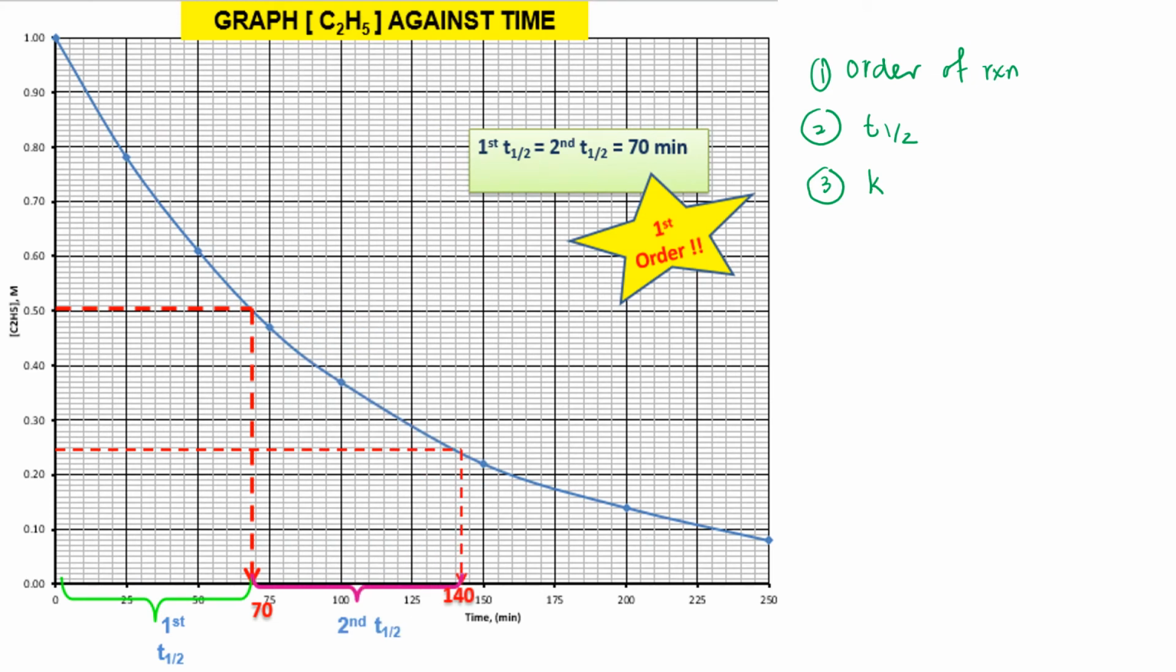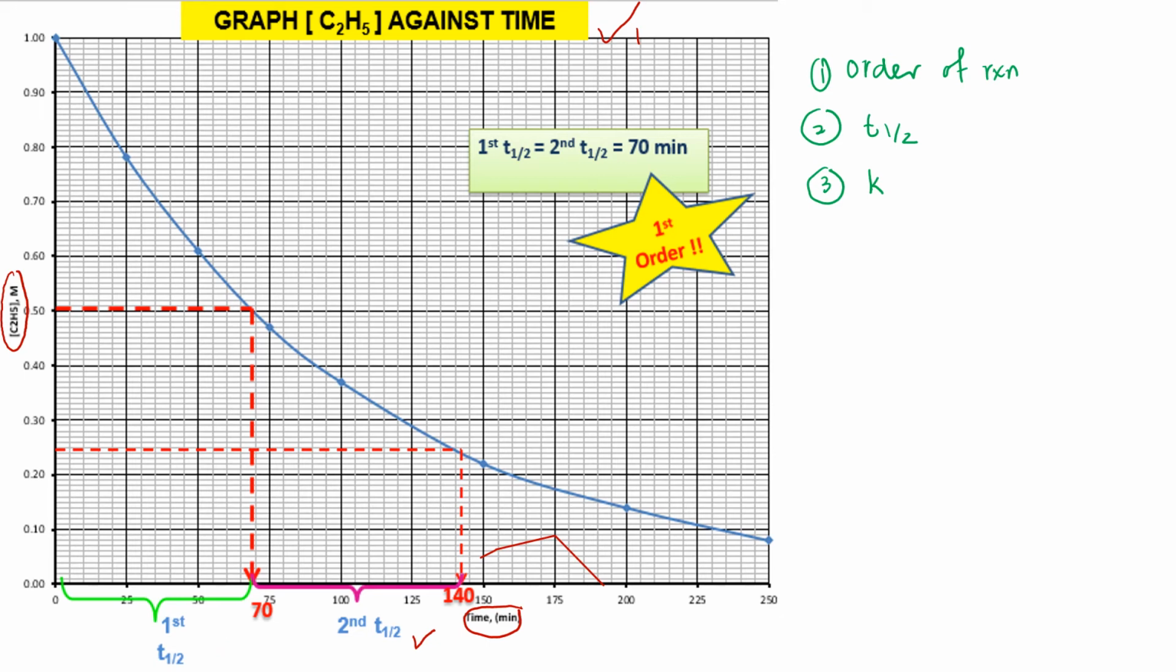Make sure you use a graph paper to plot this. Your graph needs to have the title here, and the axis with the correct unit. So plot your graph and then find the first half-life, label the first half-life, and then label the second half-life. Put it here, the first half-life is equal to the second half-life.